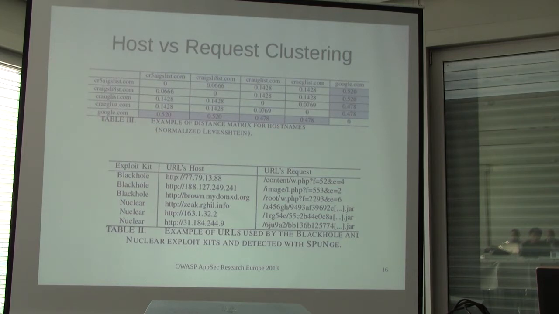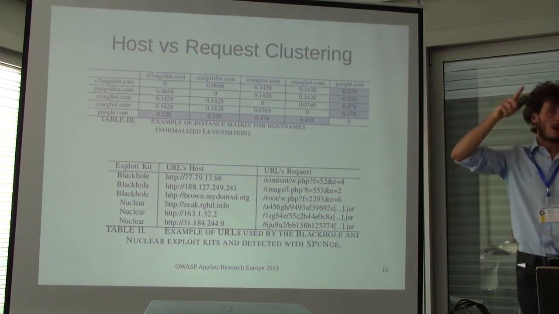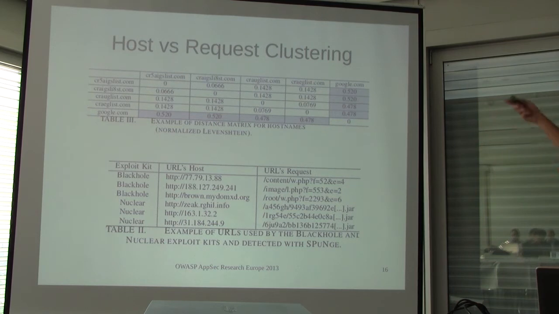So if you want to cluster these host names together, you compute the distance, okay? If you have n host names, computationally you have n squared divided by 2 time to process it. You compute the distance between these host names, a value between 0 and 1. If you have 0, it means the two host names are very similar. If you have 1, they are very, very different.